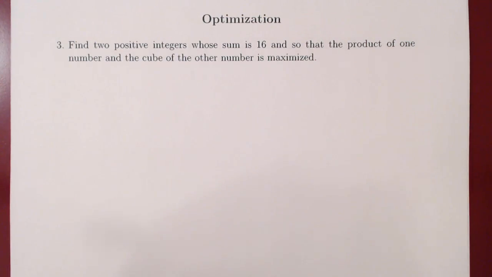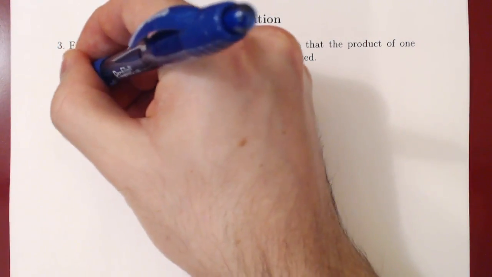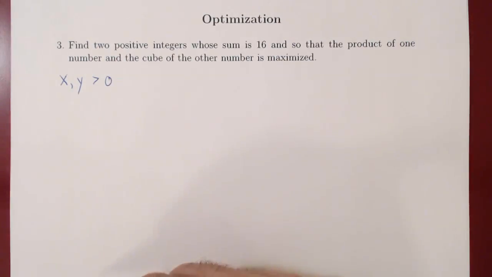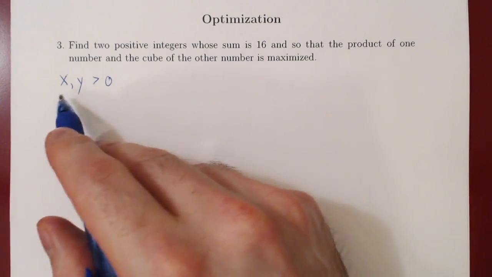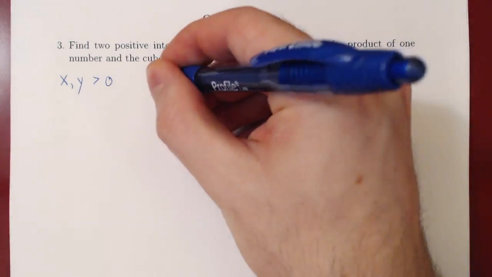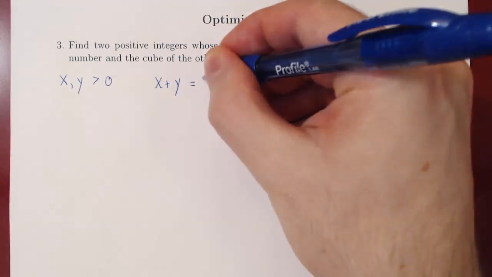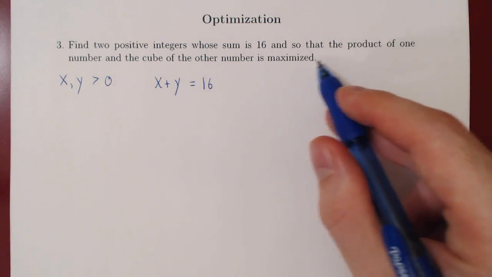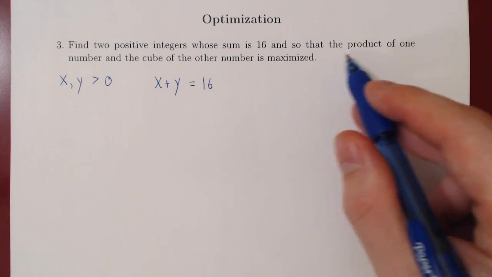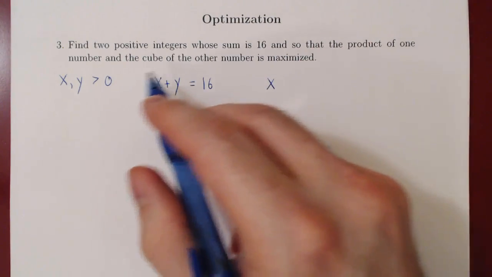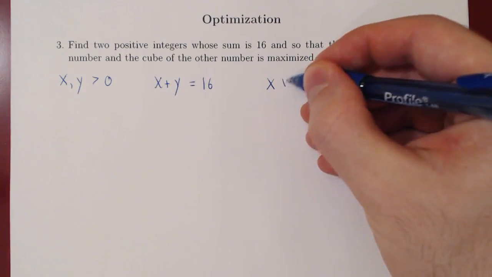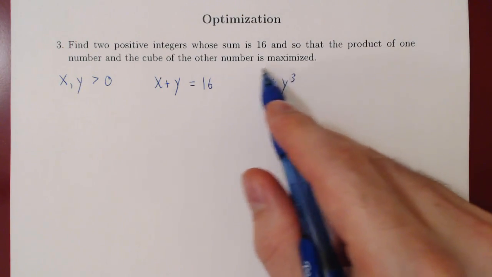So we want to find these two positive integers, right? Well, we don't know what they are, so as of now they are variables. We can call them x and y, and we're saying that they are positive, such that, well, what? Whose sum is 16. So x plus y must be equal to 16. And we want to have a product of one number, say x, and the cube of the other, say y, so y cubed, x times y cubed, is maximized.